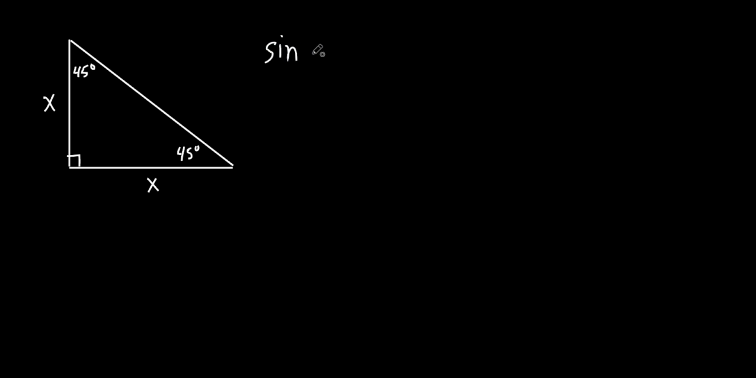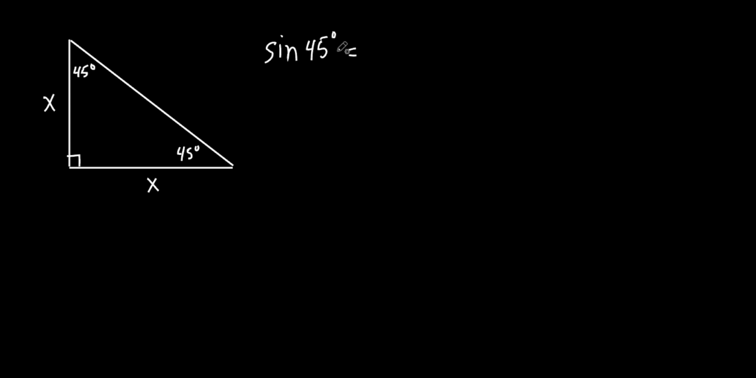Let's find the sine of 45 degrees. Without even knowing the lengths of the sides, I can figure out what the sine of 45 degrees is. Again, what are we doing when we're finding the sine of something, the cosine, the tangent of something? What are we doing? It's just a ratio.